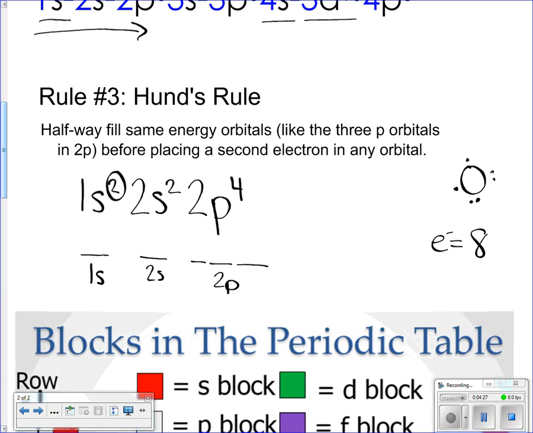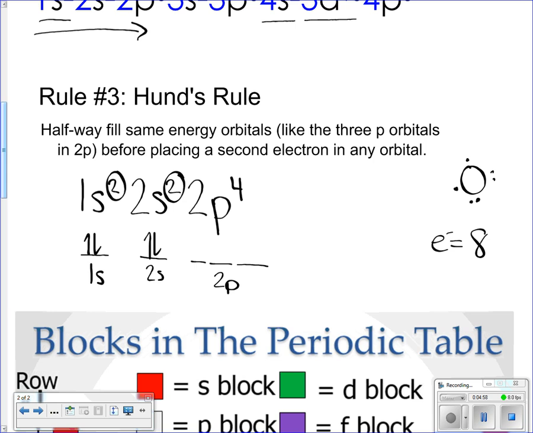In the first energy level, in 1s, we have 2 electrons. So I'll draw each electron like a little half arrow. So here's my first electron that's in 1s, and there's my second electron that's in 1s. In 2s, I also have 2 electrons. So I'll draw the first electron, and then the second electron. Now, according to Hund's rule, that will affect how I draw this 2p level.